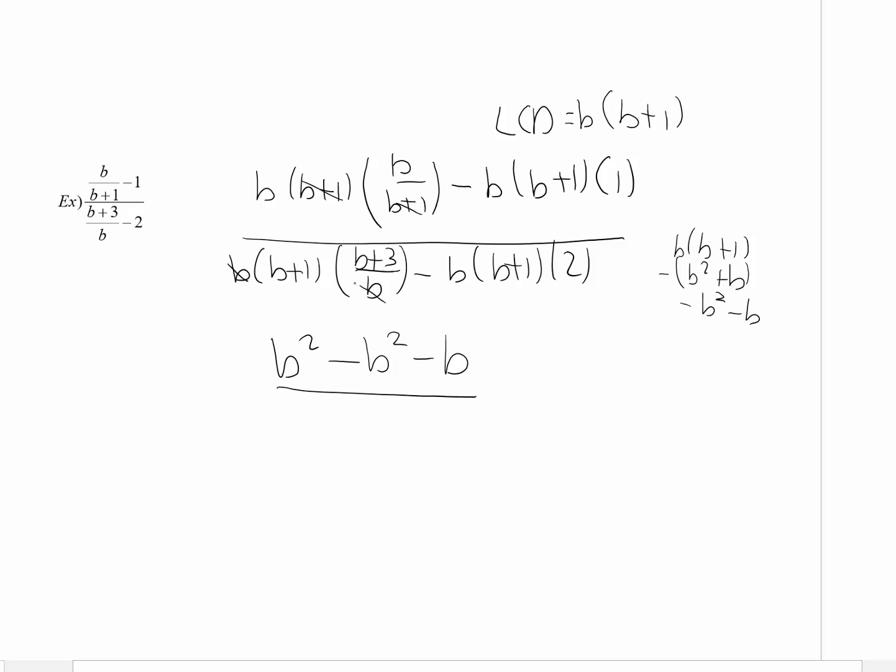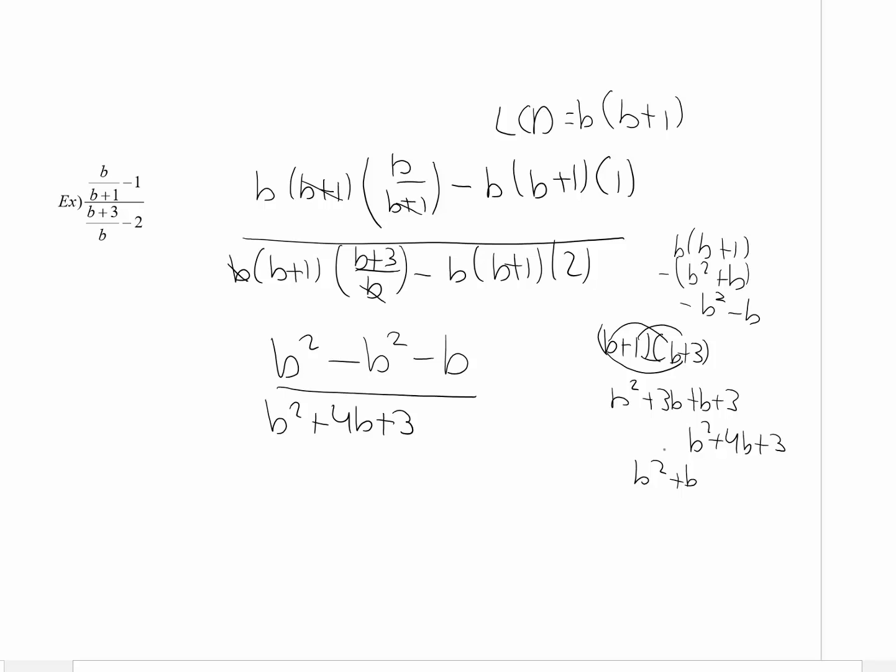On the bottom, the b's divide out, so now I take b plus 1 times b plus 3, I'll do that on the side. So when I FOIL, I get b squared plus 4b plus 3. So now I've got to take b times b plus 1, which I've already done. That's b squared plus b. But now I've got to multiply by a negative 2. So that's negative 2b squared minus 2b.